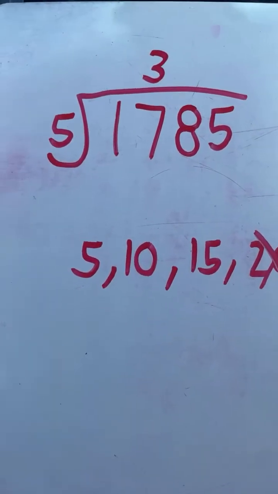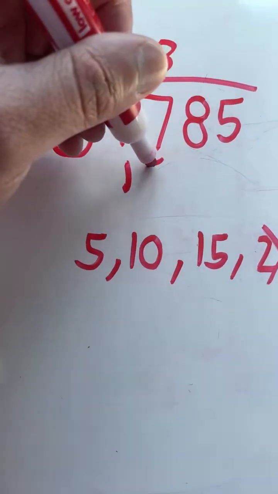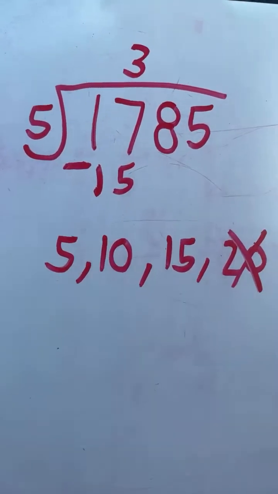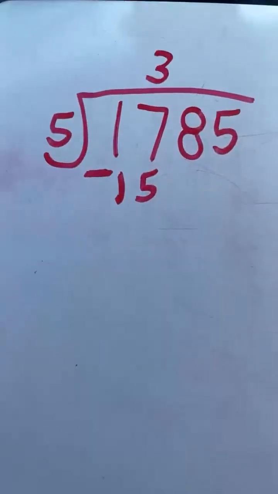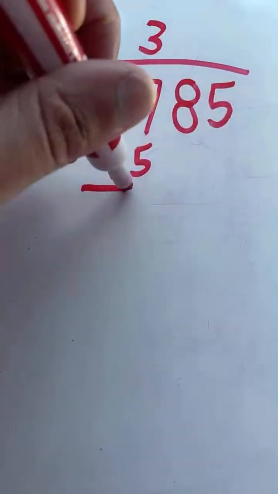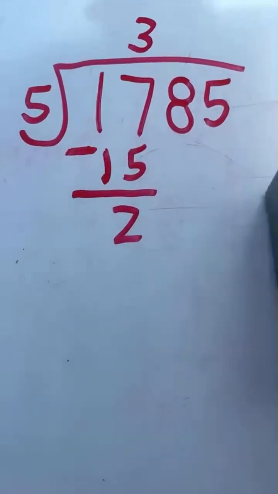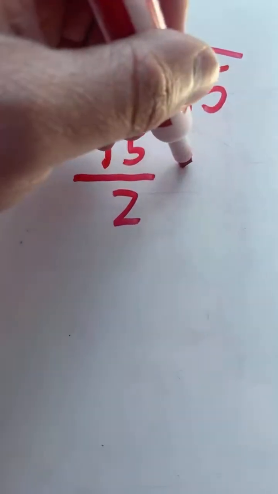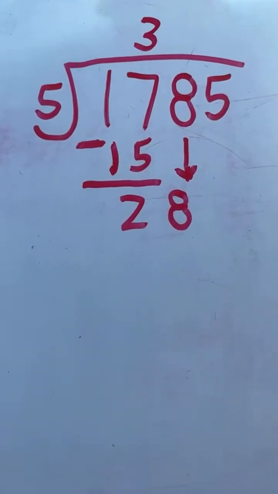Now 15 was the closest I could get to 17 without going over, so 15 is what we need to subtract. So I'm going to do 17 minus 15, figure out if there is a remainder. 17 minus 15 equals 2. We have a remainder of 2. Next step, we bring down the next number. So we bring down the 8.